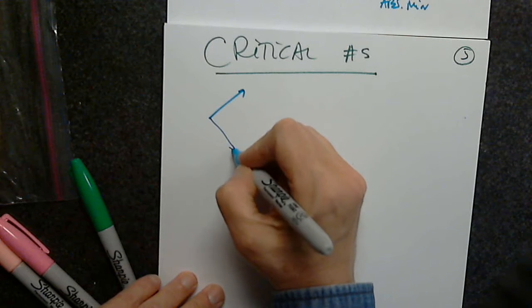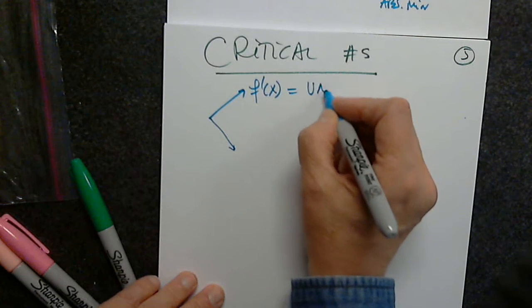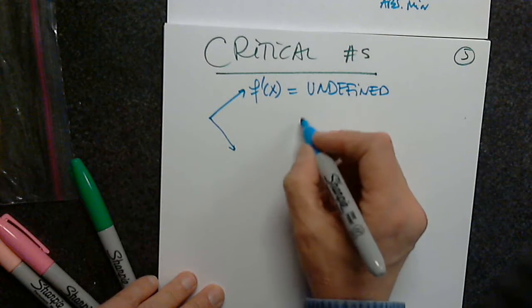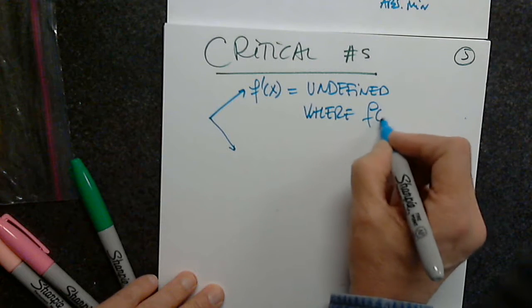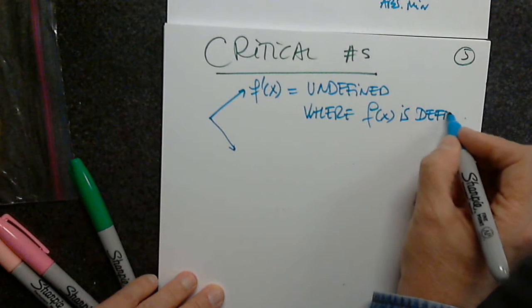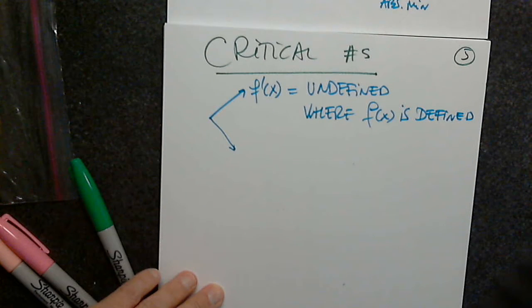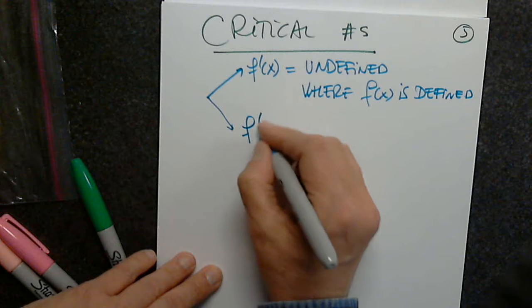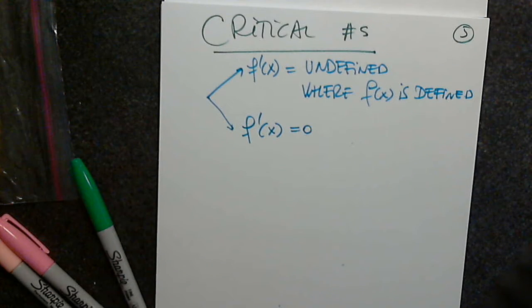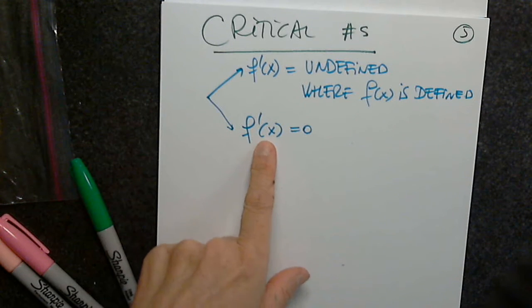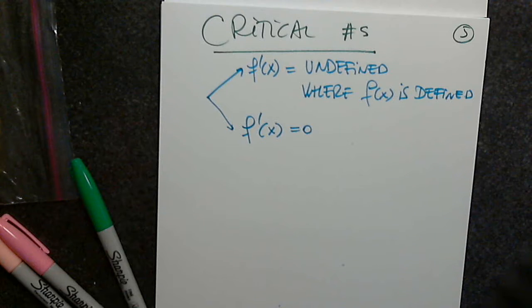So they can be from f prime of x is undefined, where f of x is defined. And the other source is f prime of x equals 0. So x values that make the derivative undefined where the function is defined account for critical numbers. X values that solve this equation count for critical numbers.